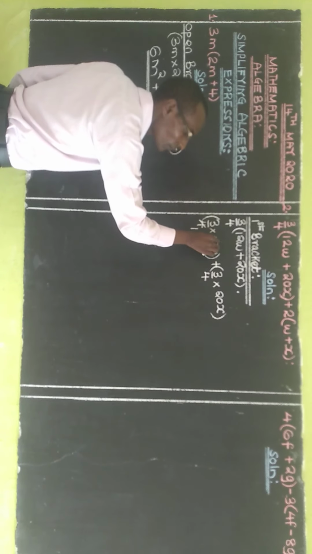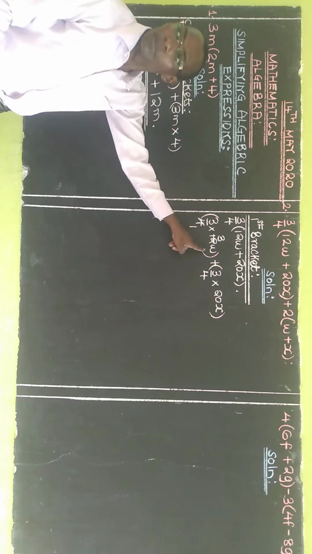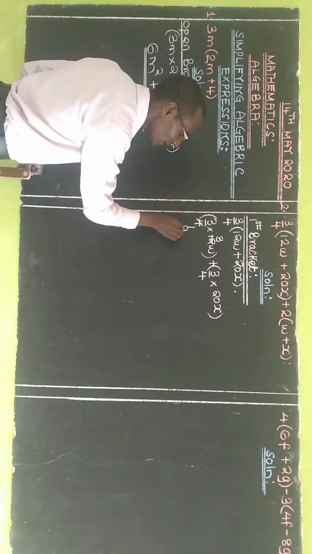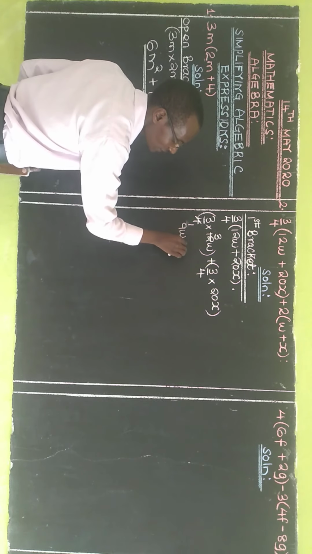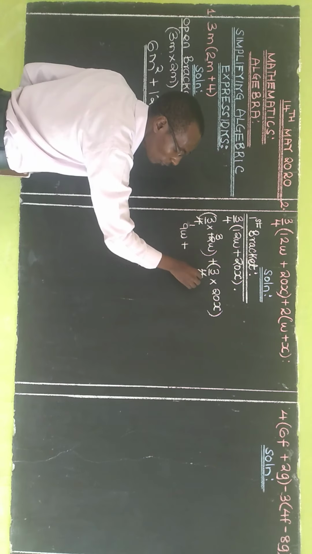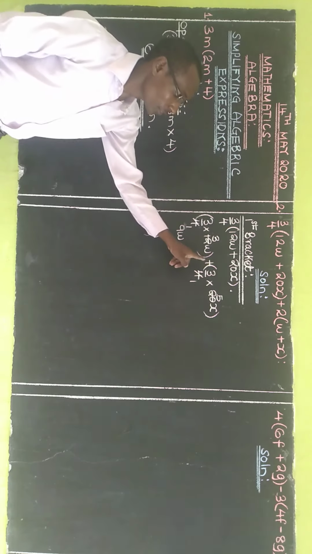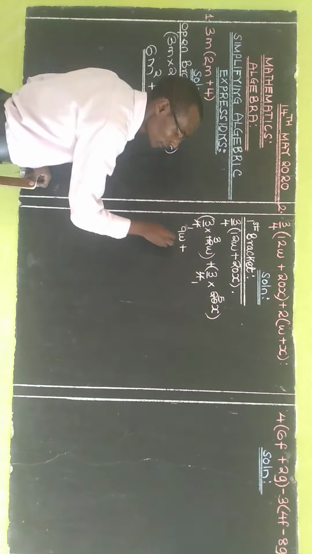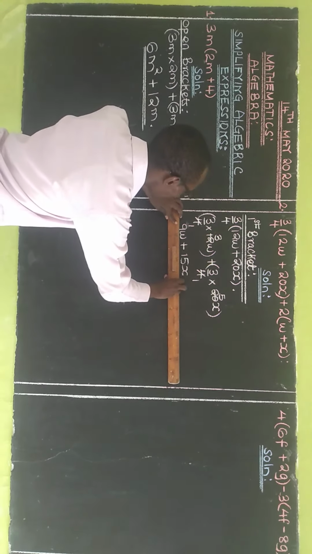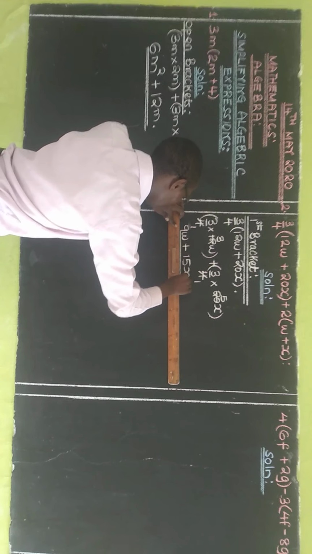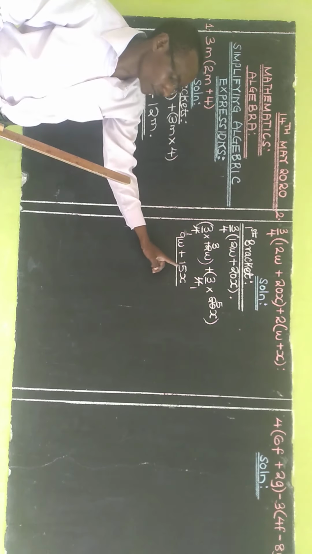So when you simplify this one by 4, you will get 1. When you simplify this one by 4, you will get 3. So when you pick 3 times 3w, you will get 9w. Plus, then if I simplify by 4, 1, and by 4, I will get 5. So 3 times 5x gives you 15x. This is the result for the very first bracket. So the first bracket gives us 9w plus 15x.